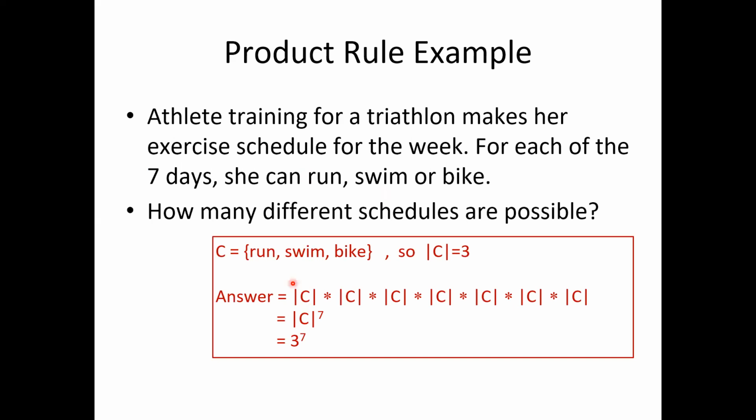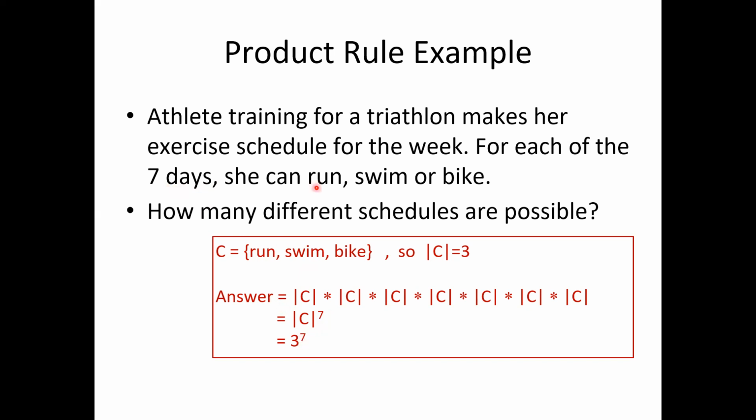Well, that's the case where each of the choices... So a schedule is a sequence of 7 choices. Each choice is C1, C2, C3, C4, C5, C6, C7, right? Each of them is a member of this alphabet, and it's actually the same alphabet. So it's the cardinality of this alphabet to the 7th, 3 to the 7th.